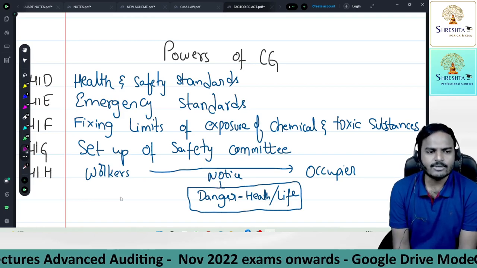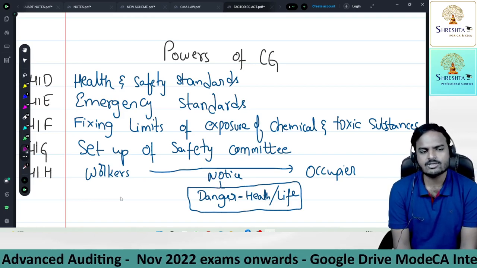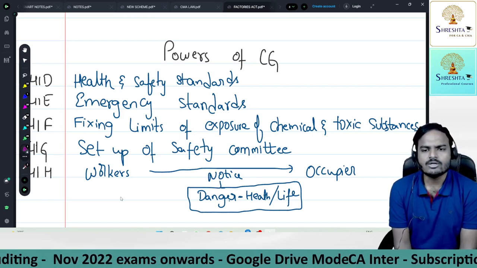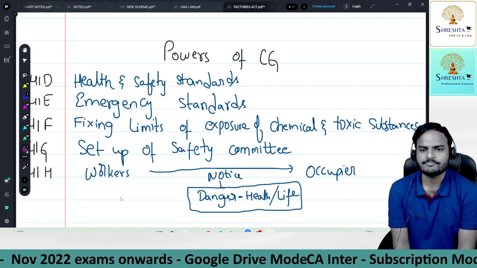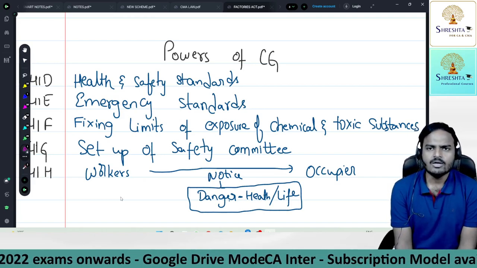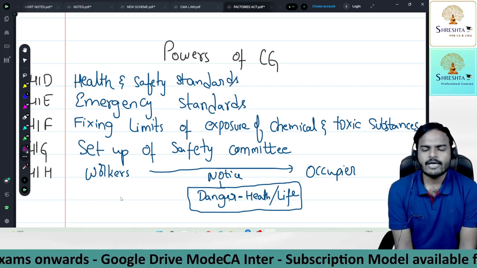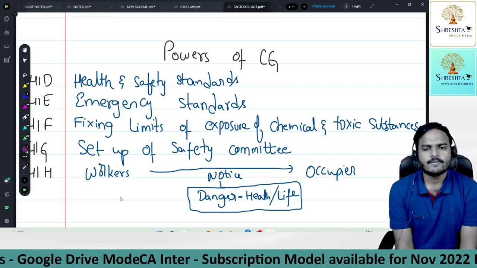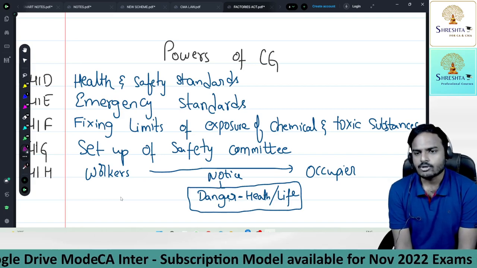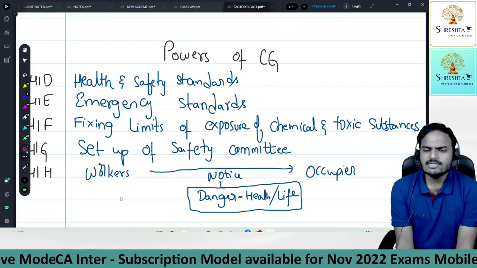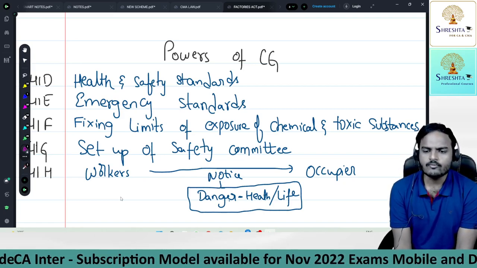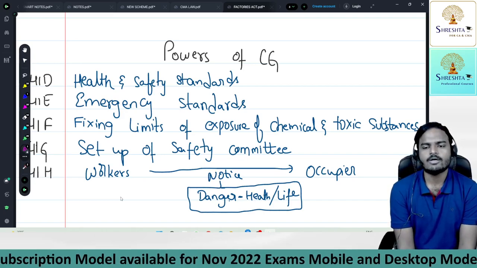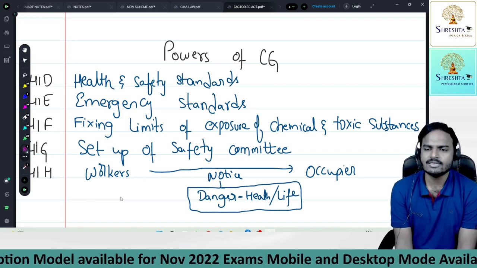And setting up of safety committees: these committees will conduct investigation or examination of the factories, and they will prepare reports and forward the reports to the central government. Based on that, the central government will fix health and safety standards. For example, a worker aged 40 or more is prohibited from engaging in a dangerous manufacturing process. So setting up age limits, only a person up to 40 years can work in this factory. After that, he is not permitted to enter the factory. Like that, health and safety standards.